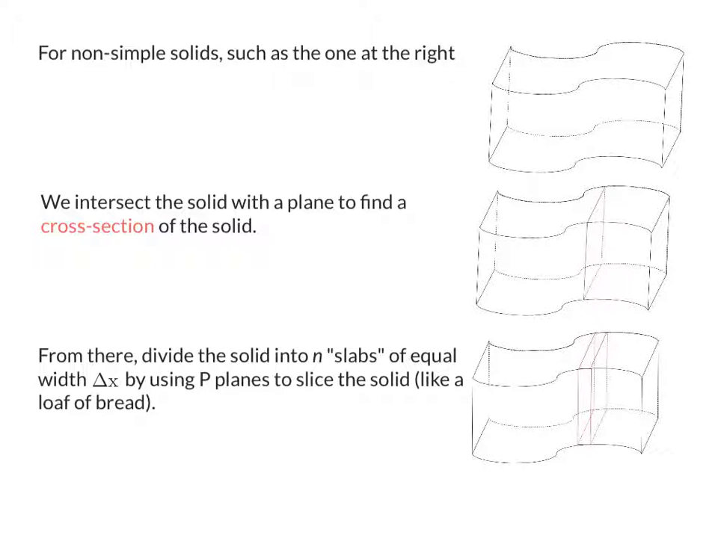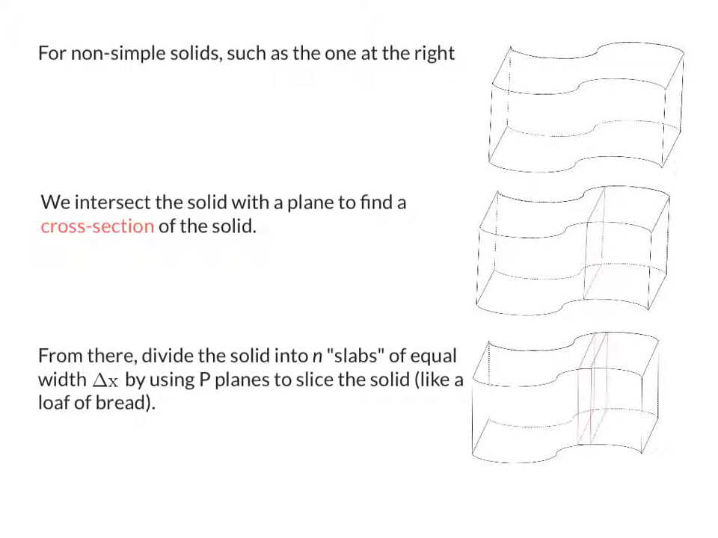So at the very top I have an odd looking shape. We can call it sort of like a loaf of bread. It's curvier than that, but we can look at it as such. And so to find the volume of that figure, we'll slice with a plane to find the cross-section. We have some sort of rectangular shape sitting within that. We'll slice it again at the very bottom shape to create a slab with a width of delta x.